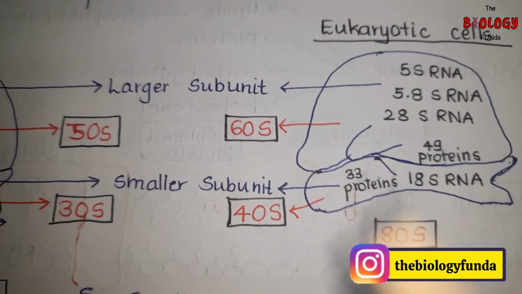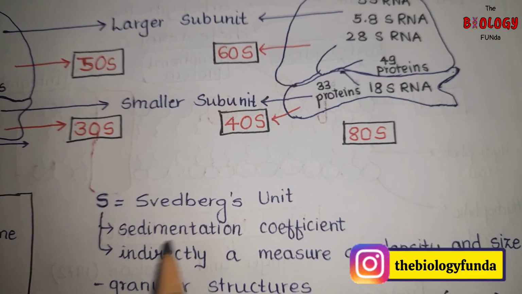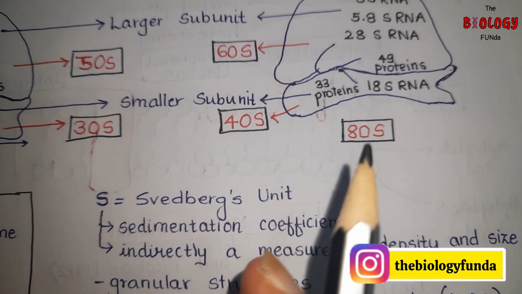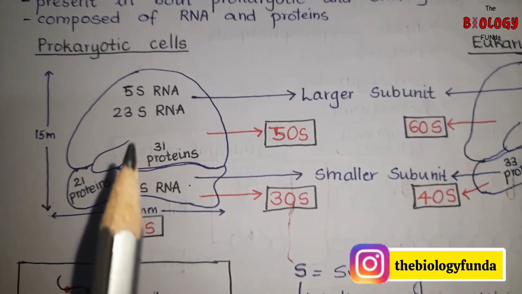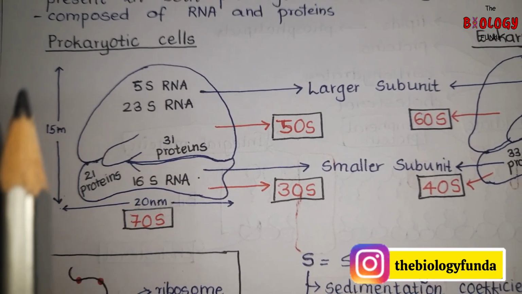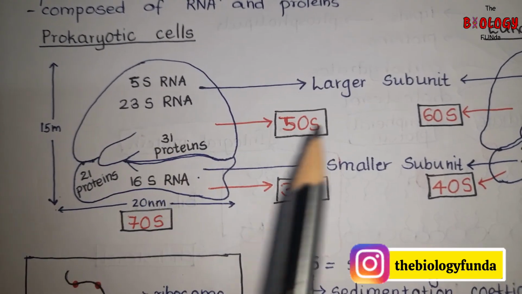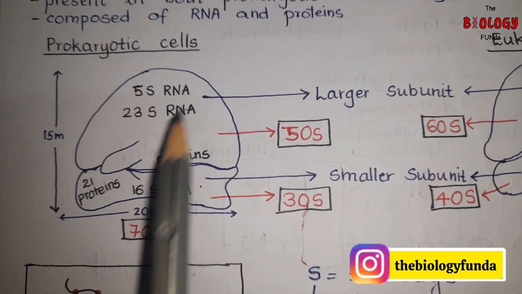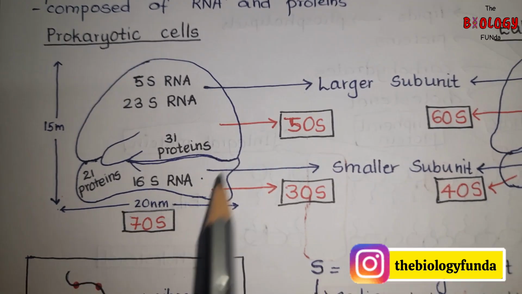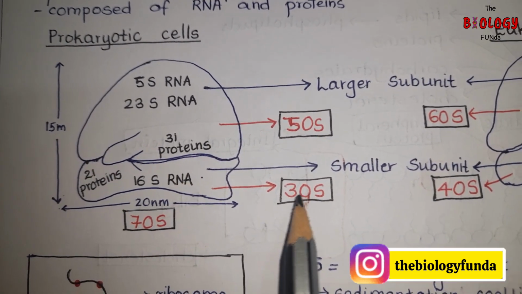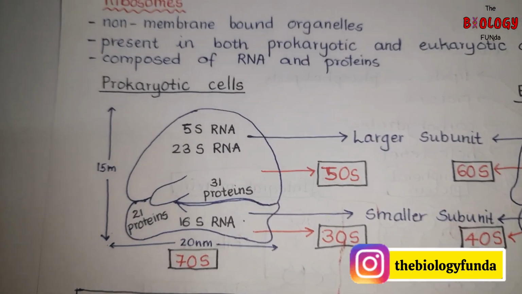So what is that S and why is it not based on the addition? S is Svedberg's unit, which is a sedimentation coefficient, and it indirectly measures density and size. Suppose you take the ribosome and put it in the test tube and then you go for a centrifugation. The rate at which it will sediment is the sedimentation coefficient. So the larger subunit of prokaryotic cells sediments at 50S. The smaller will sediment at 30S. If we put them together, it will sediment at 70S. So it is not the addition.